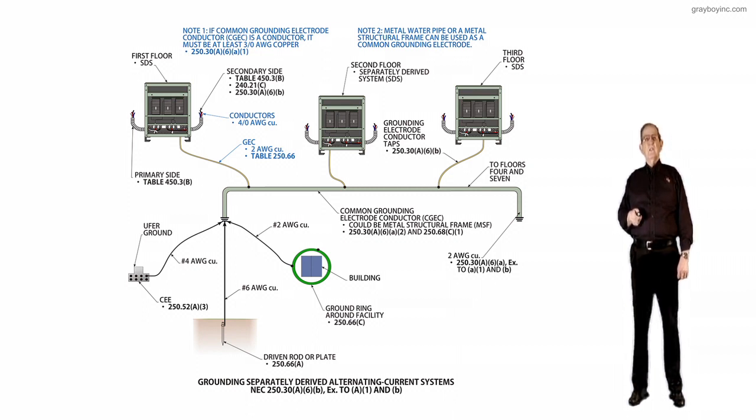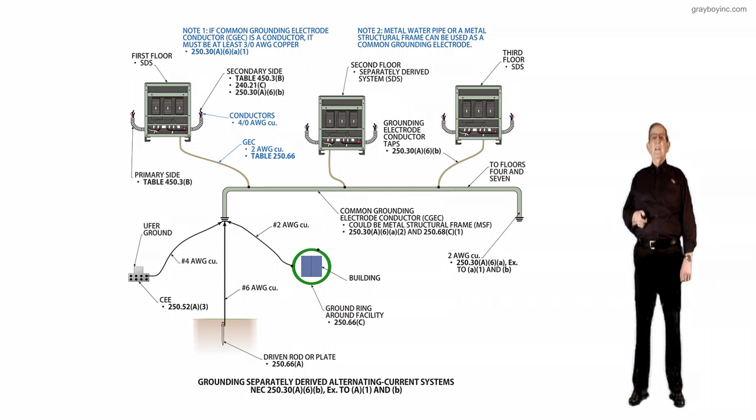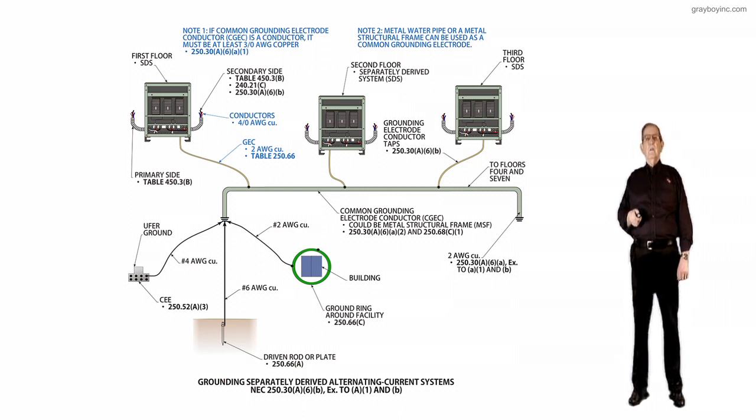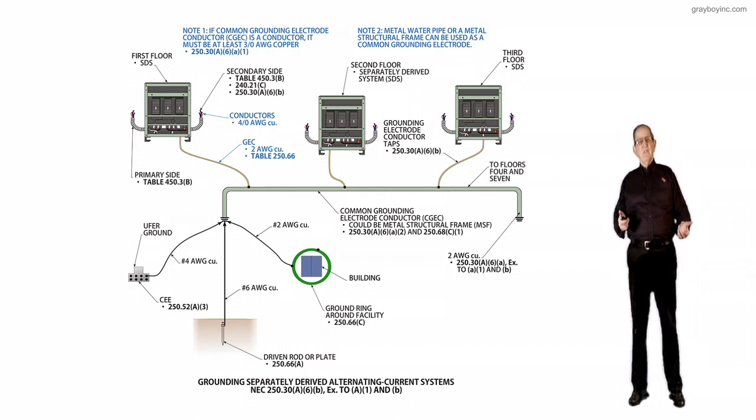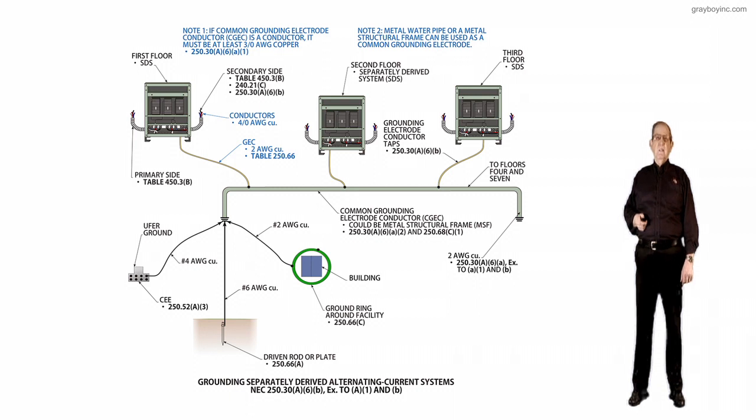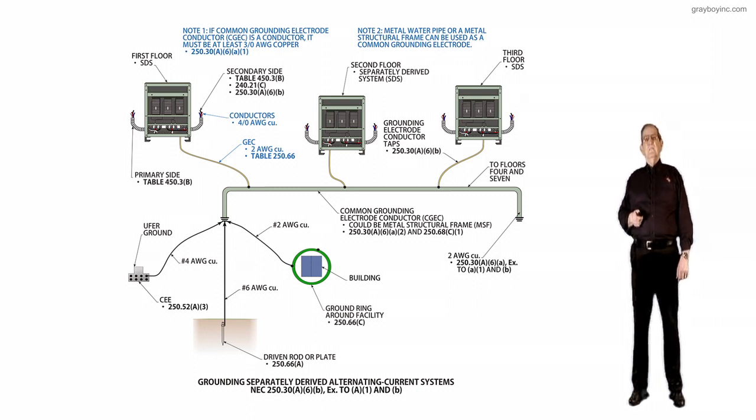Next, let's take a look at the concrete encased electrode, CEE, 250.52(A)(3), and it's a number 4, connected to that rebar at 1/2 inch in diameter, 20 foot in length, or spliced together to create such a length. A lot of people call it the old Ufer ground.